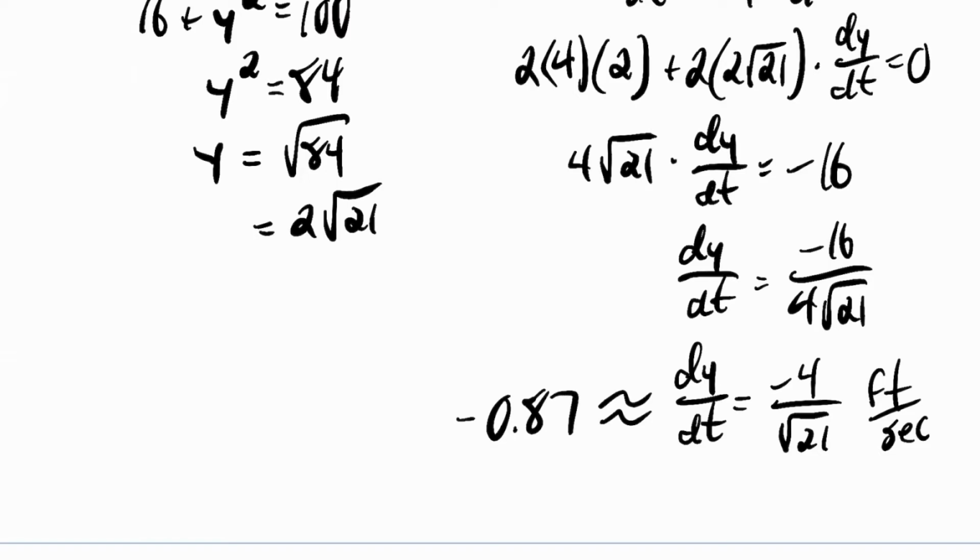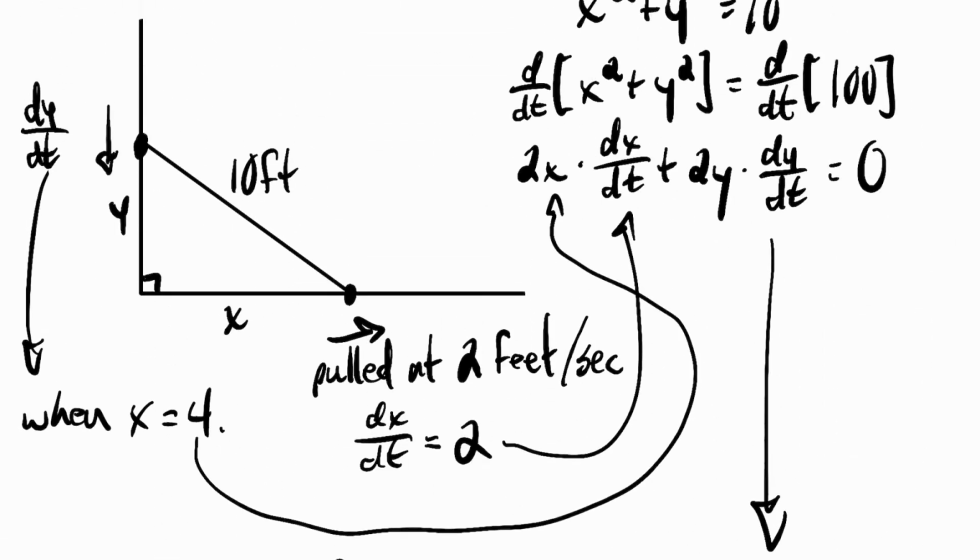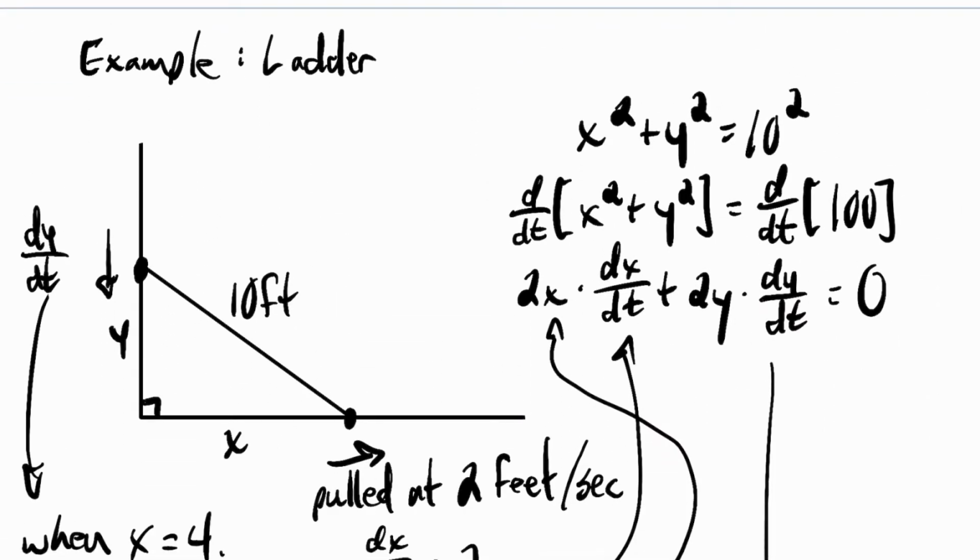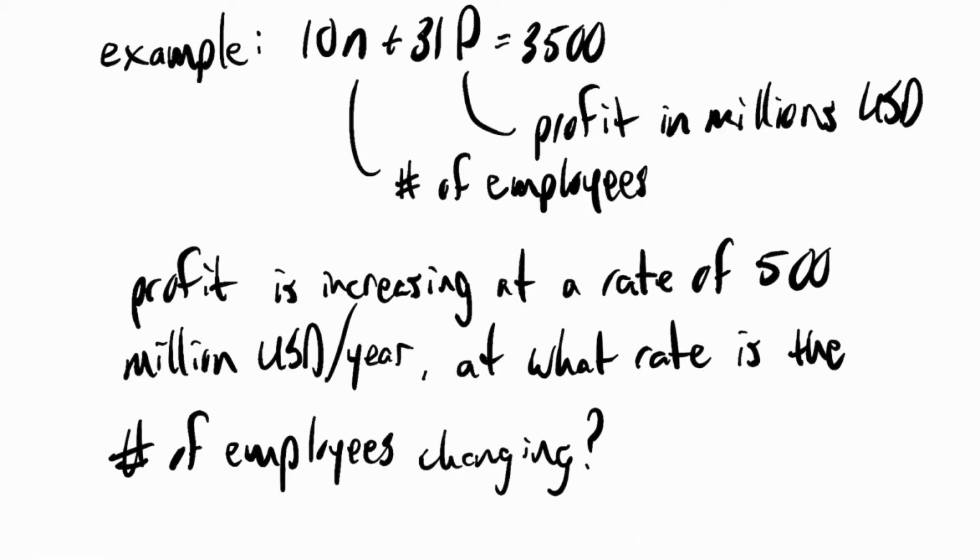7 in feet per second. Okay? So not very quick. The bottom is being pulled at 2 feet per second, and at such a time when the bottom is currently 4 feet from the wall, so 2 seconds later, the top will be moving at almost 1 foot per second, but not quite. So anyway, that's that example. It's several steps, but that's the classic example of a related rates problem.